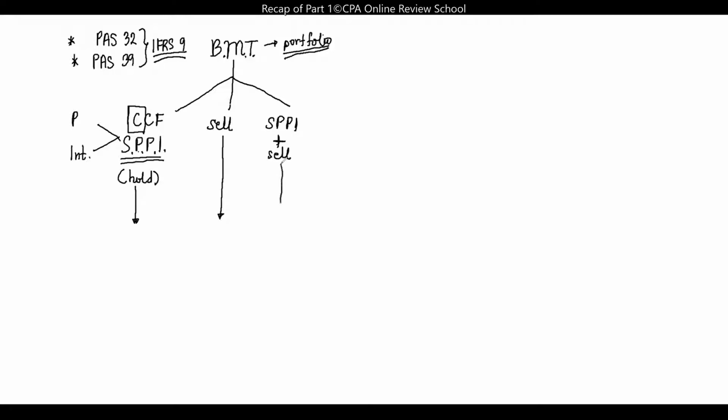So for example, for contractual cash flow, SPPI, to hold, sila yung dati mong tinatawag na held to maturity security. Kaya lang, old na siya. Ang pangalan niya ngayon is amortized cost. So sila yung investment recognized at amortized cost. Yung sell naman, tawag mo sa kanila dati, trading securities. Ngayon, sila yung tinatawag mo investment at fair value through profit or loss.